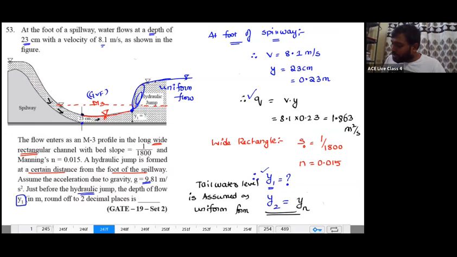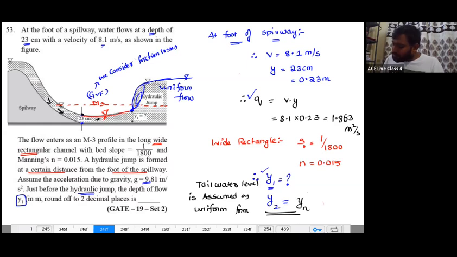Why are we not getting an answer if we use the specific energy concept? Because this is GVF. In GVF, we consider frictional losses. So when I consider the frictional losses, E1 is not going to be E2. While deriving specific force, we consider the friction loss as 0, because I told you in the hydraulic jump zone, the length of the hydraulic jump is very small, so friction losses can be neglected.